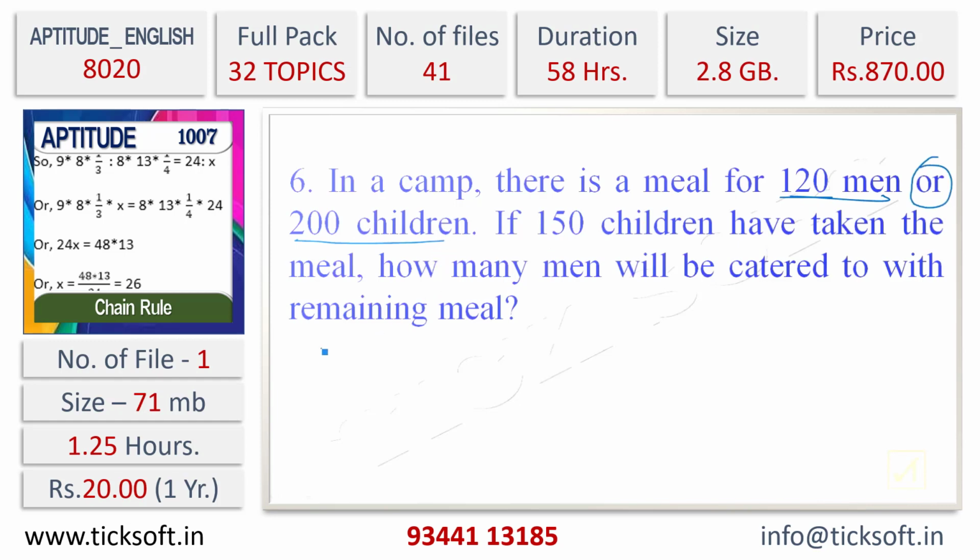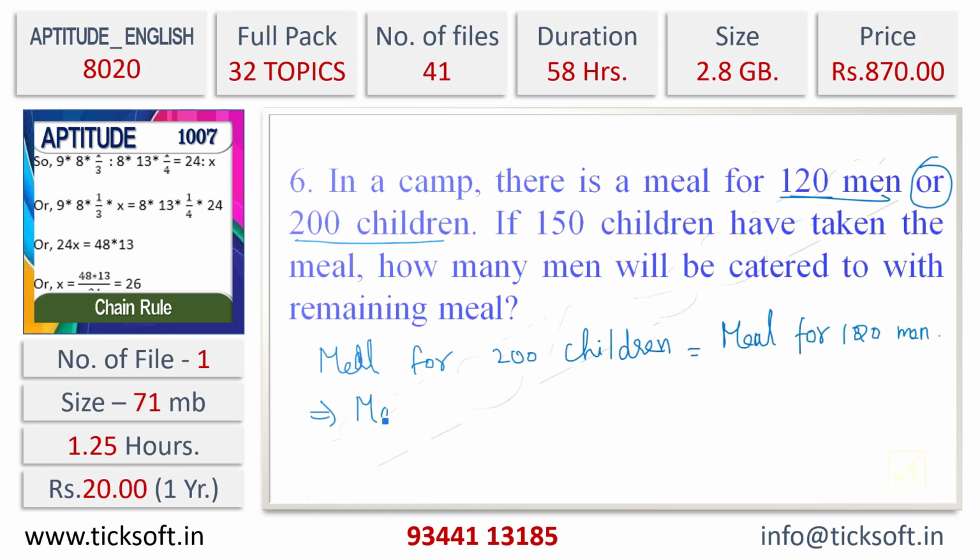So this means the meal for 200 children will be equal to the meal for 120 men. So by using this, we are going to find out the meal for one child. Therefore the meal for one child will be equal to the meal for 120 men divided by 200.